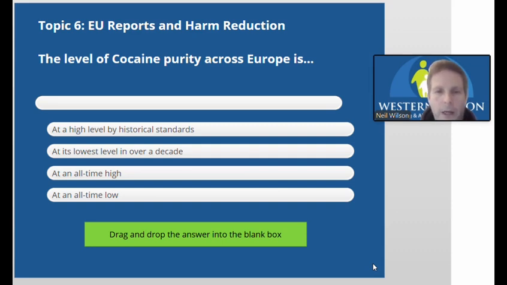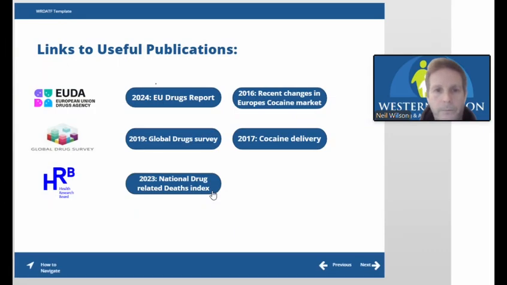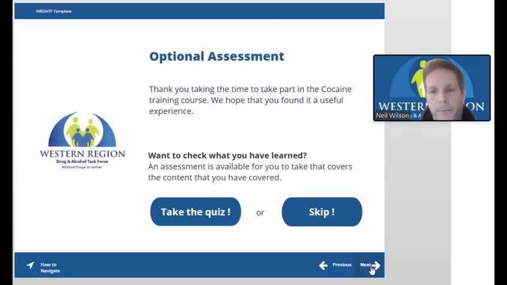So, to bring things together there, the level of cocaine purity across Europe is certainly, we can say, at its highest use by historical standards. Just to finish, there's a whole range of different reports that you can have a look at there and connect to in the e-learning.